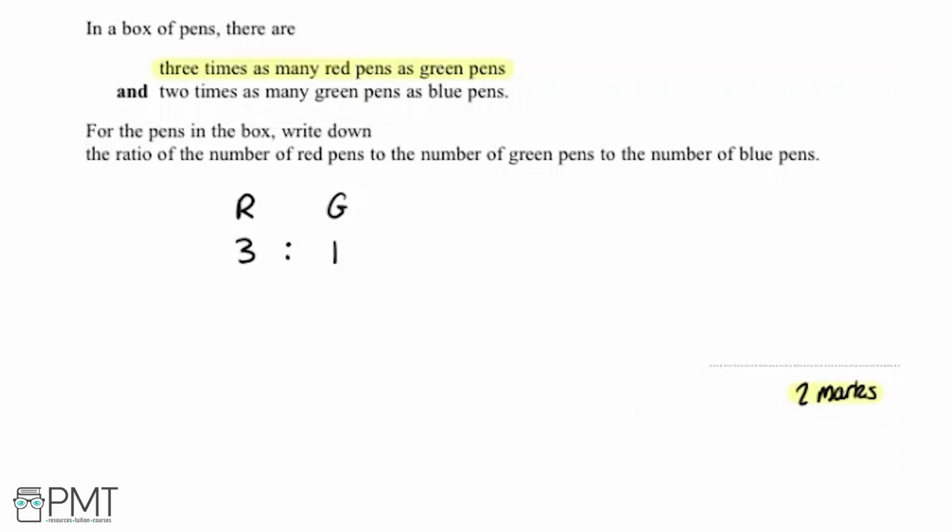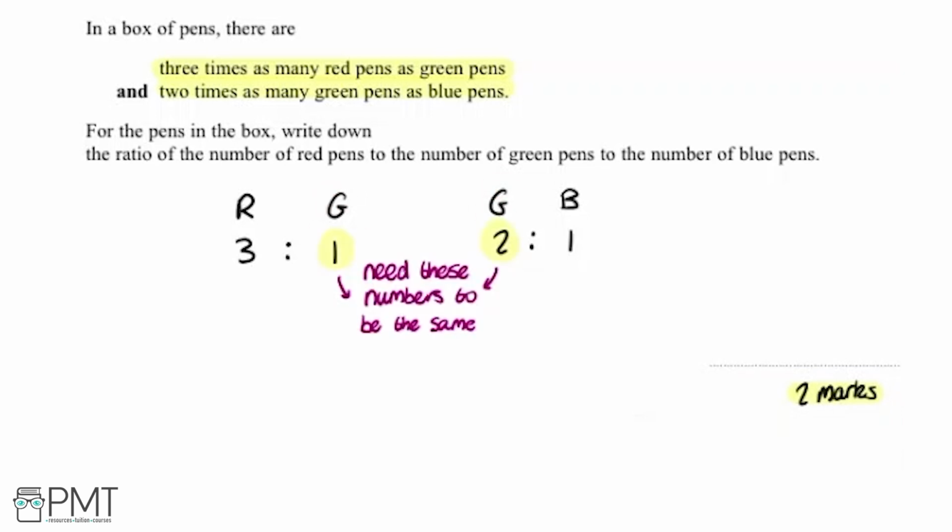Okay, now separately, we're going to have a look at the second line. There are 2 times as many green pens as blue pens. Okay, so we're working with green and blue. And 2 times as many green pens as blue pens. So it's going to be 2 to 1. So if we've got 1 blue pen, there'll be 2 green pens. Fantastic. So now the final part is combining both of these into a single ratio. And to do this, we need to look at what's common between them both. Well, what's common is the green pens. And so to combine them, we need these 2 numbers to be the same.